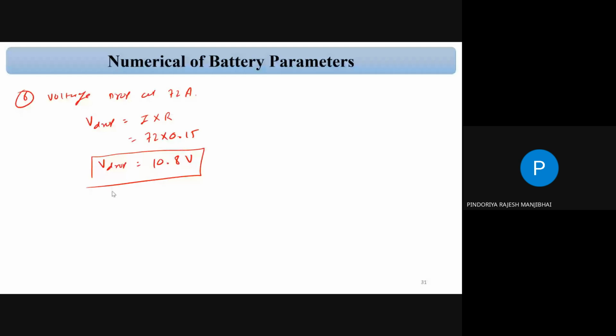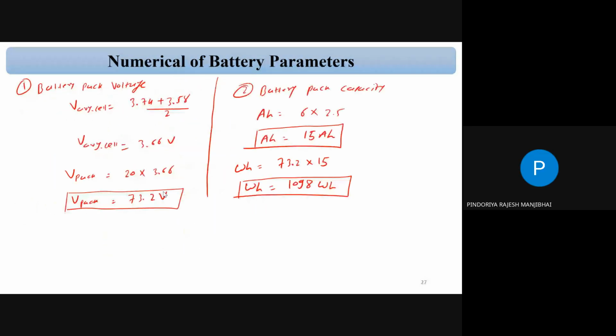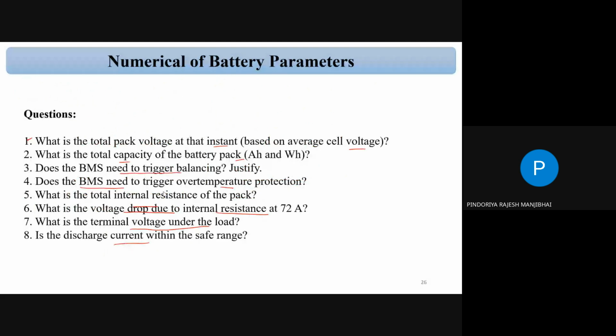Seventh one, the terminal voltage. Sir, is 72 ampere the load current or the battery current? In the question, it is defined as the load current. Load current, yes. Got it.